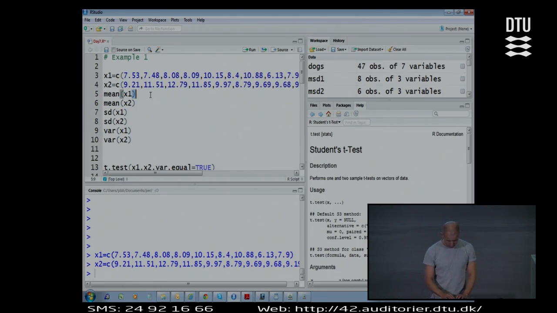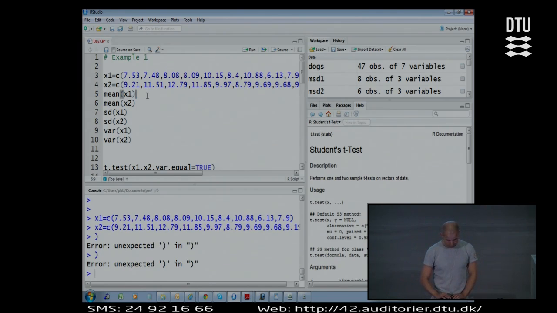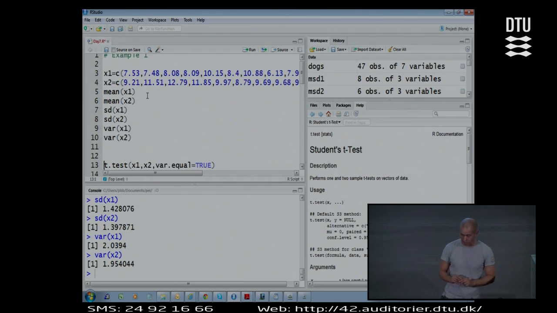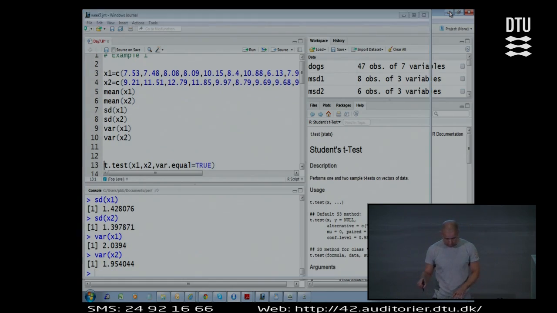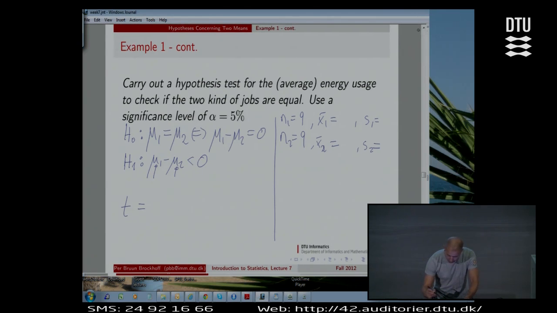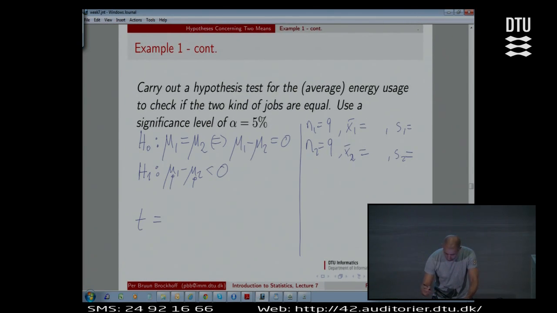Then I could compute the mean in the two groups, the standard deviations, and if I wanted, I could also compute the variances. I have them here also, so I don't have to remember, which I realized it's impossible for my brain. What is left of my brain?